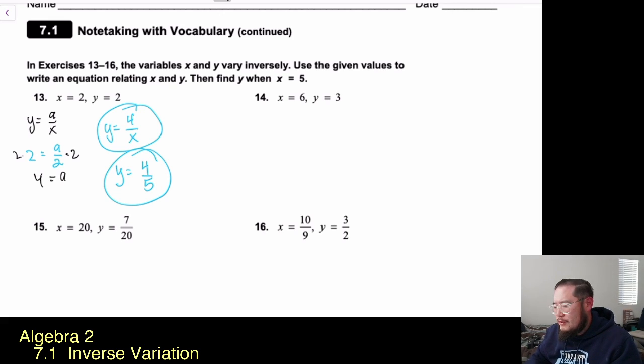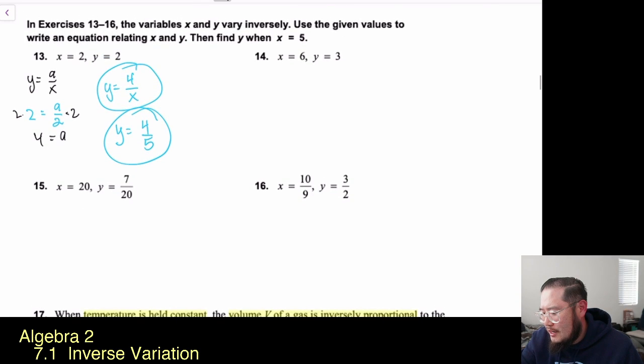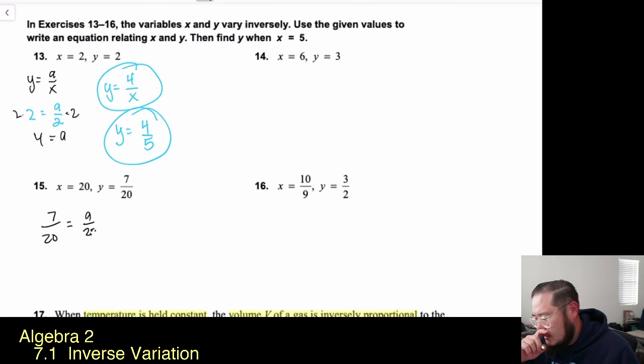Let's take a look at number 15. We got a fraction right there, just to make life a little hard for you, make sure you guys are staying up on your math. So we got ourselves y is equal to a over 20. Now it looks like, hey, maybe I could cross multiply, but if I want to get a by itself, I could go ahead and multiply both sides by 20 right here.